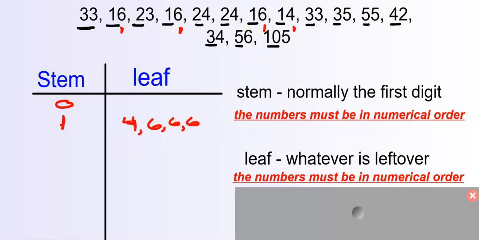I'll take that. All right, then we go to the second one, which is 2. I'll change my colors here. So we have 23, we have 24, 24, and that's it. So we put those in numerical order. So 3, 4, 4.